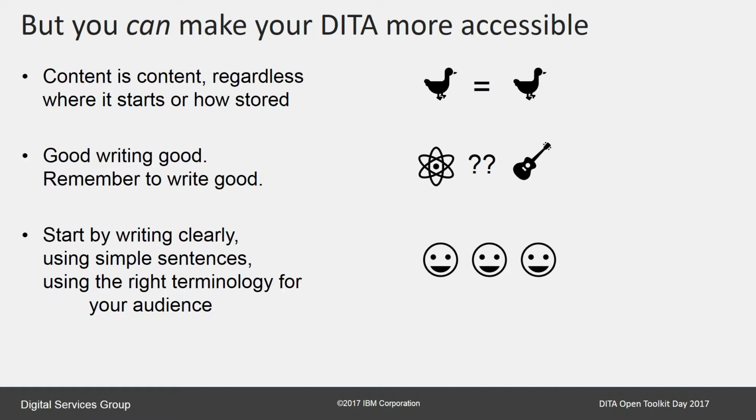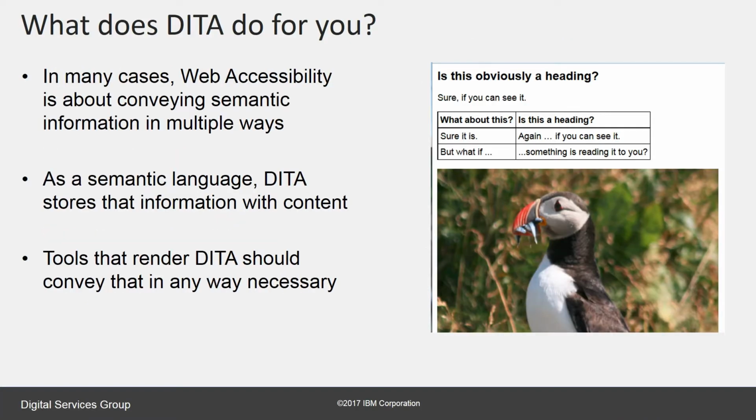That helps with accessible content. But the focus here is beyond the quality of the text. What does DITA itself do for you? Well, web accessibility is very often concerned with making sure that whoever's looking at your content, however they're looking at it or hearing it, that they understand the semantic value of that information.